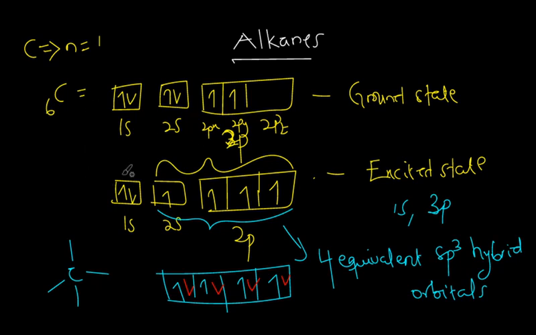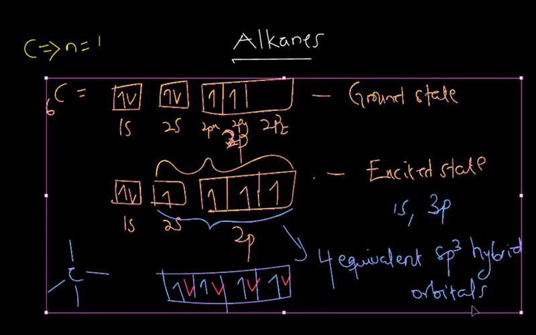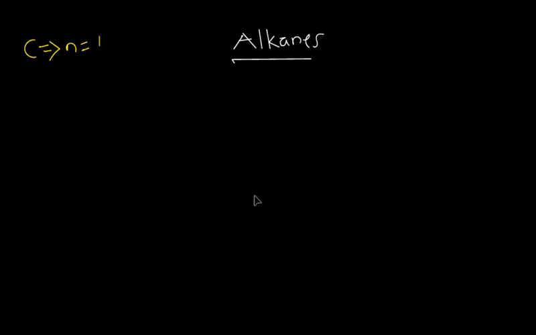So this is a little bit about the hybridization of carbon and how come alkanes are sp3 hybridized, and then they have the tetrahedral shape. So now that we are a little bit conversant with what alkanes are, their structure and their geometry, let's have a look at the nomenclature of alkanes.